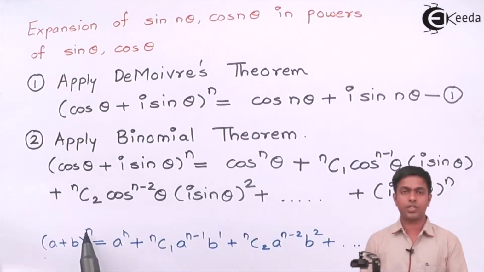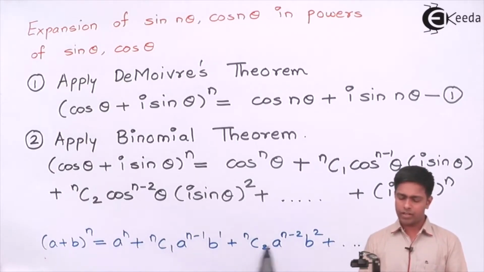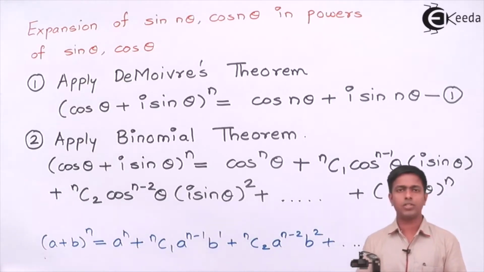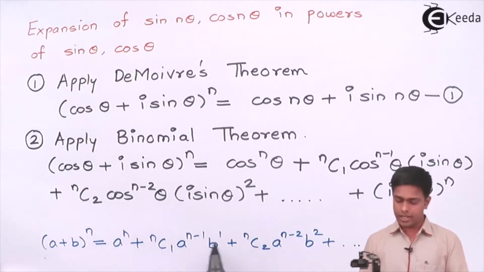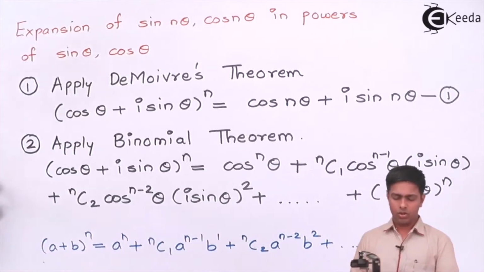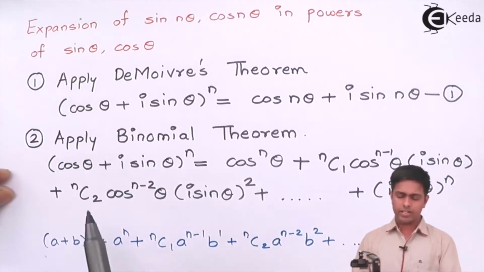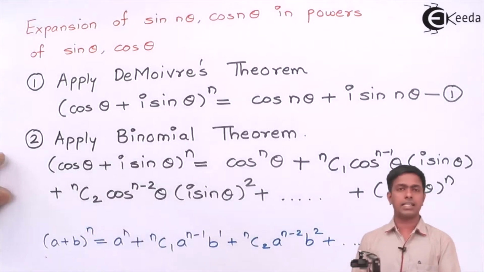It is (a plus b) raised to n. This is the formula. The first term is a raised to n. Then we reduce the power of a, that is a raised to n minus 1, a raised to n minus 2, and so on. B starts with b raised to 0, which we don't write, and then we increase b by 1. So b raised to 1, b raised to 2, and so on. With each term we will have nC0, then nC1, nC2, the terms of combination. So we'll apply this formula where a is cos theta and b is i sin theta.